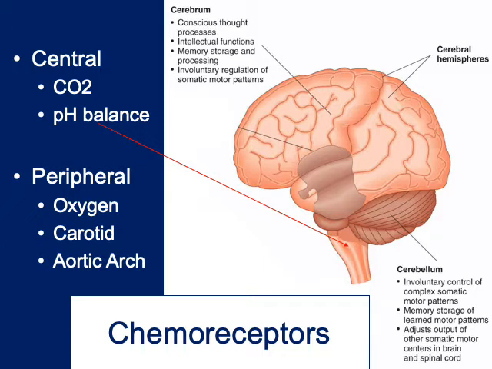The central chemoreceptor is very sensitive to carbon dioxide, and it's constantly keeping track of carbon dioxide and pH balance. The peripheral chemoreceptor is most sensitive to oxygen levels. So these two structures are constantly checking and making sure that you have enough oxygen and you only have enough carbon dioxide in your body to maintain a normal balance.